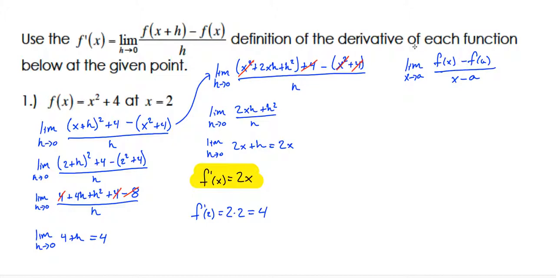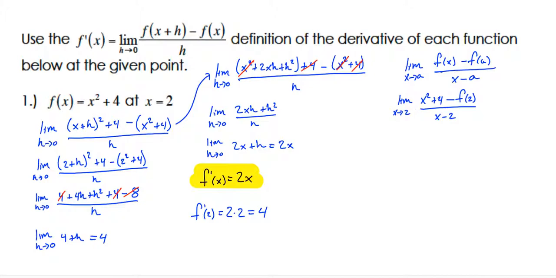So in this case here, it's really like a is equal to 2. Okay, so we're going to say the limit of f of x, which is x squared plus 4, minus f of 2, over x minus 2, and we're going to find the limit as x goes to 2. It's going to give us the limit at that particular point.